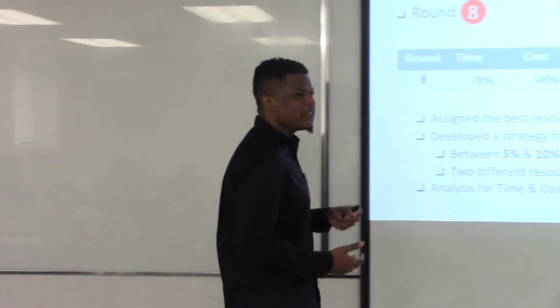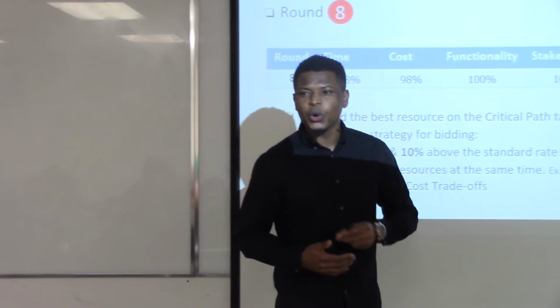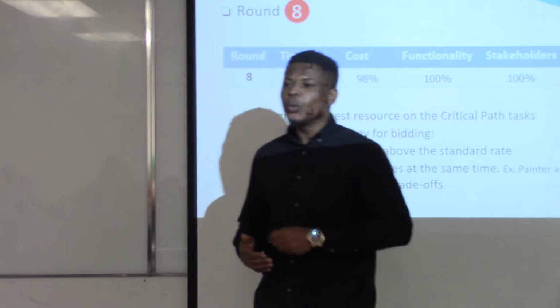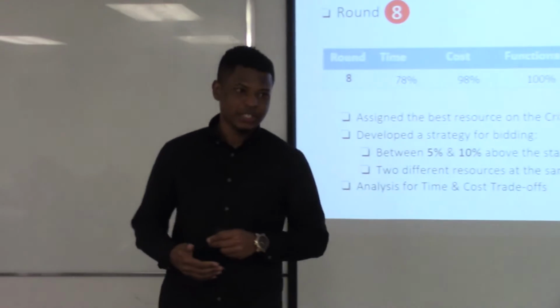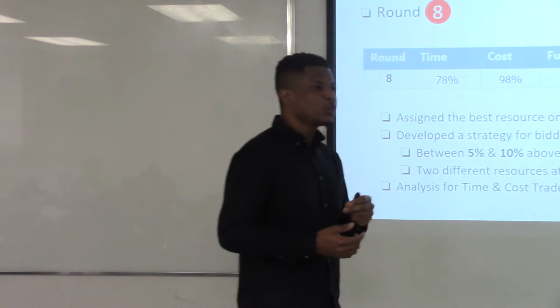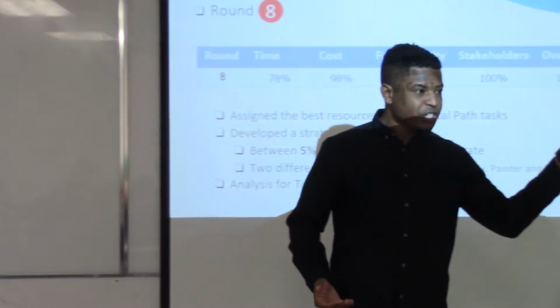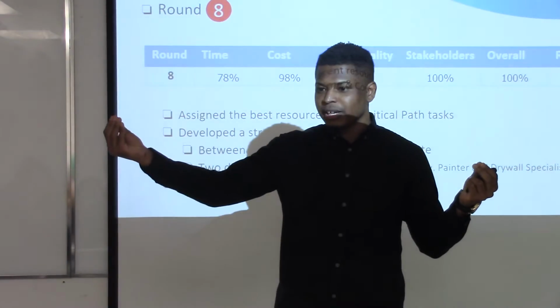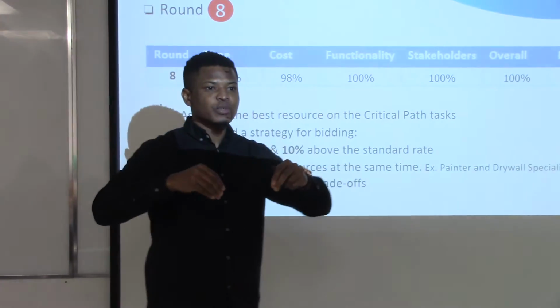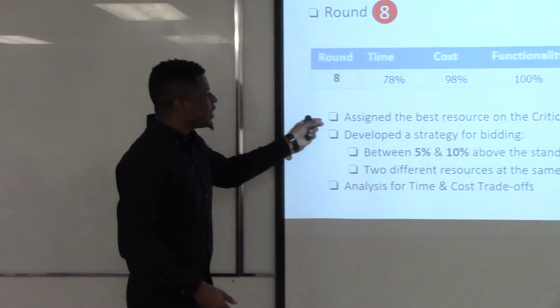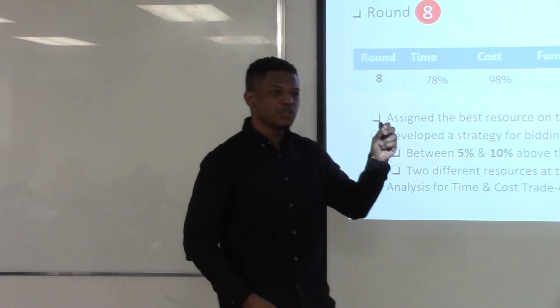Now, 7 of the 8 activities in the 8th round were on the critical path. So we knew we had to secure the best resource. Now, as Namara mentioned, we have 2 strategies. We have our winning strategy, and we have our secret formula. We decided to combine both strategies. As can be seen here, we assigned our best resource to the critical path.